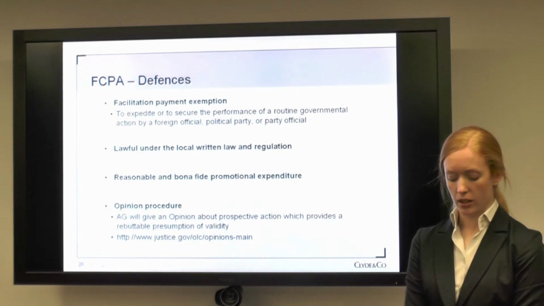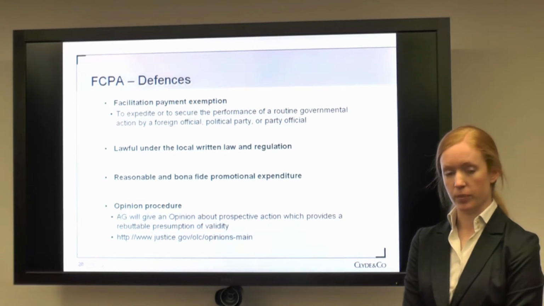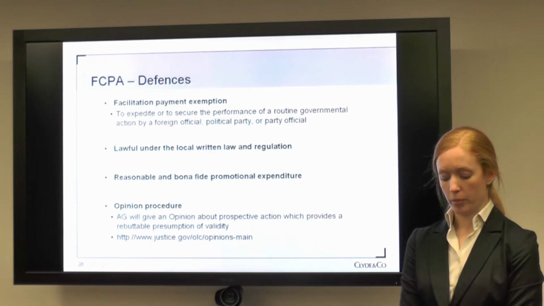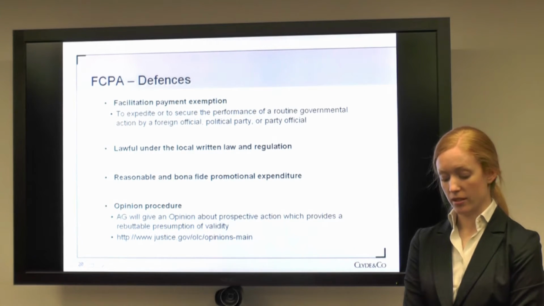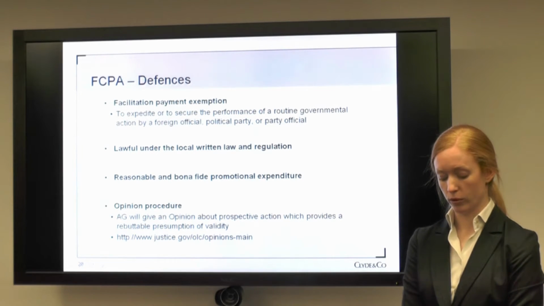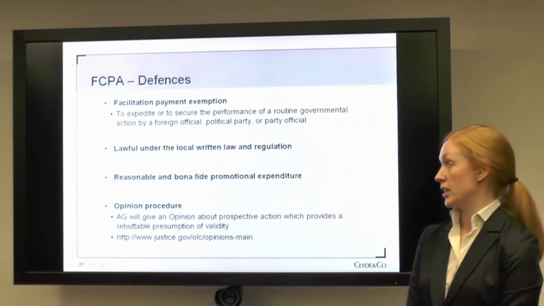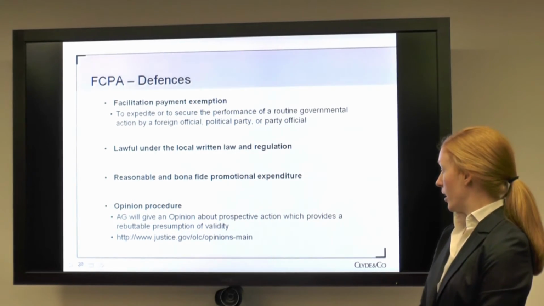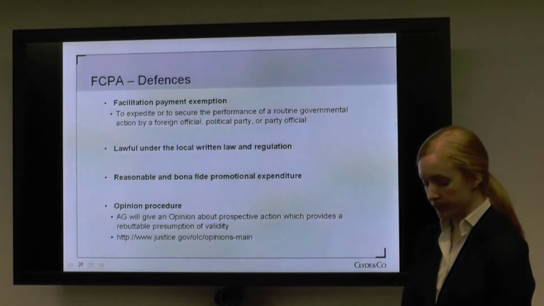There is a procedure in the US where you can seek an opinion from the Attorney General regarding a proposed arrangement, and they will then determine in advance whether that will fall foul of the Act. And I've included a link to other opinions on the slide there.